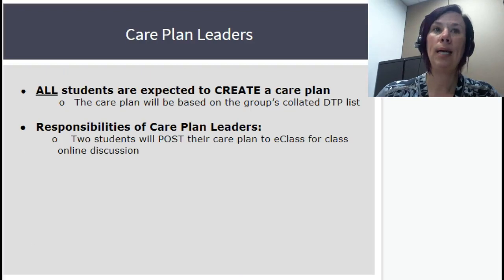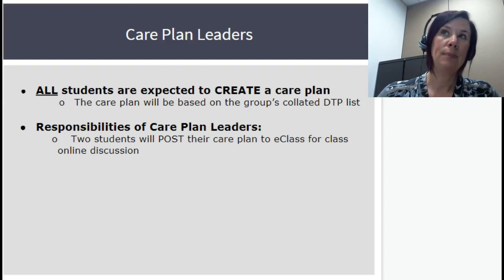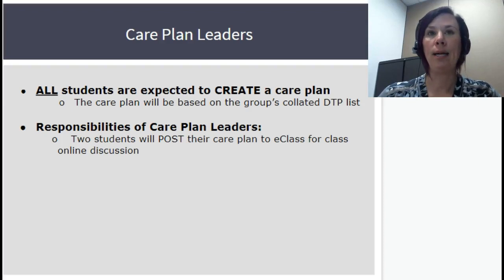The role of the care plan leader must be filled by 2 students with each topic. So in other words, there will be 2 care plan leaders for each topic. This role is not optional, but again, it would rotate between the class. All students are expected to create a patient care plan based on the patient case that is presented in the topic. However, 2 of the students will post their care plan to eClass for class discussion.